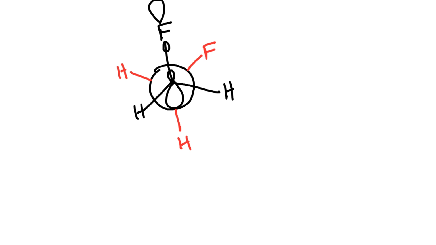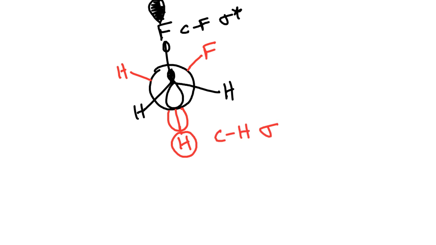CF sigma star, right? We have this CF sigma star. And also we have this CH sigma. So this CF sigma star and this CH sigma, they are parallel to one another. You can see they are parallel to one another.